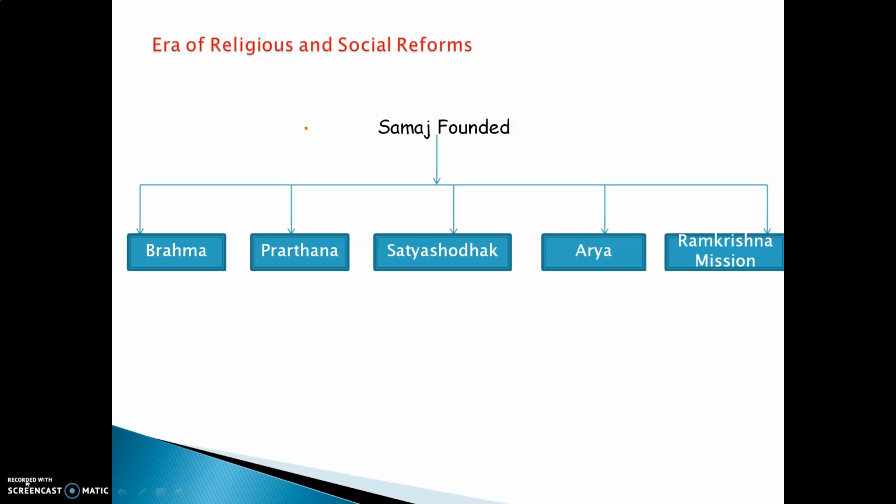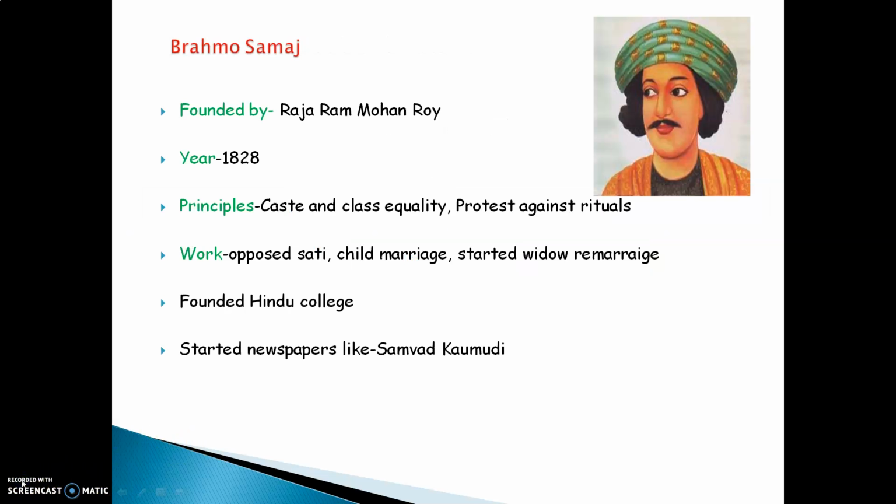There were five important organizations, also called Samaj, founded. First is the Brahma Samaj, then the Prarthana Samaj, Satya Shodhak Samaj, Arya Samaj and the Ramakrishna Mission. All these groups, founded by various educated freedom fighters, helped to change the social and economic structure of Indian society. First is the Brahma Samaj.